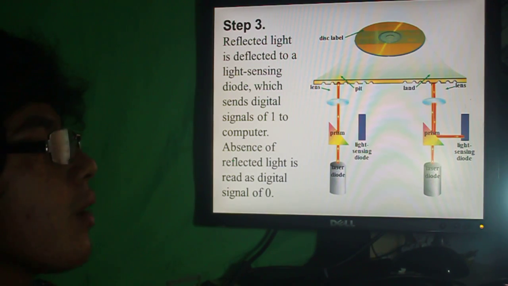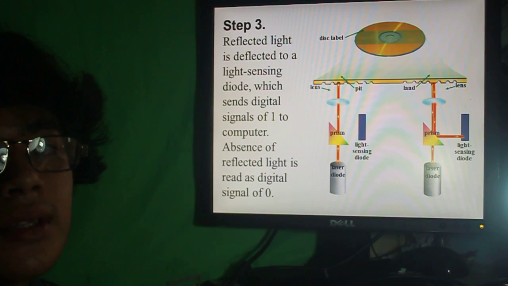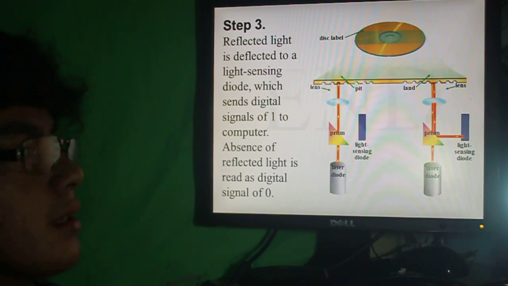Now you know what a hard disk and optical disk is. The end.